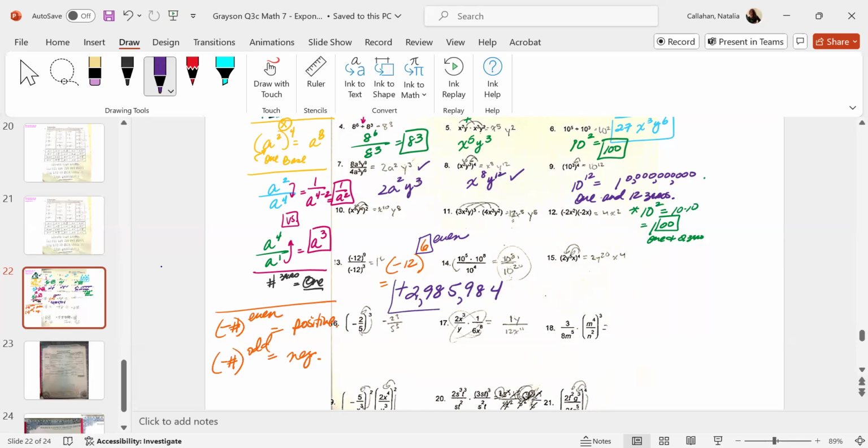Okay. But you can put negative 12 to the 6th, but this is what it equals to, because negative 12 times negative 12 times negative 12, 6 times. Does that make sense?